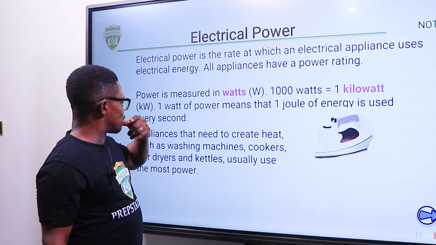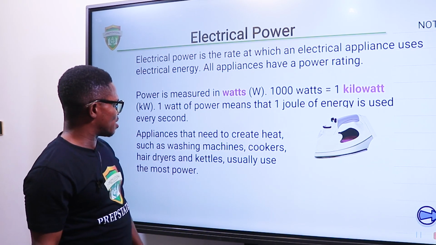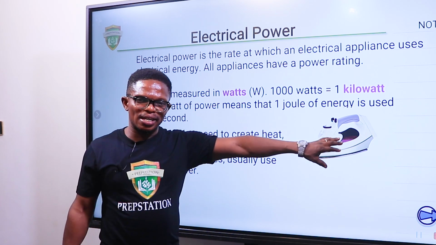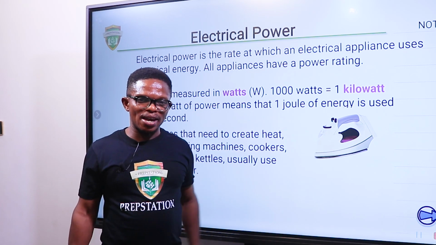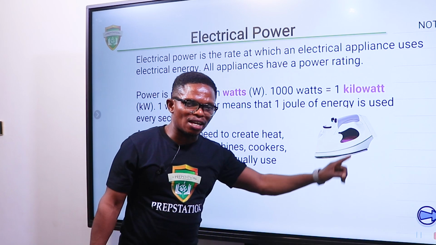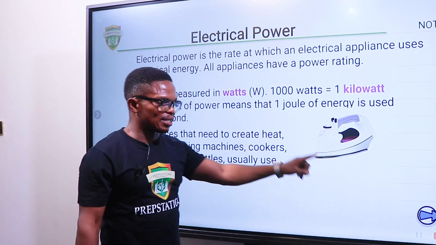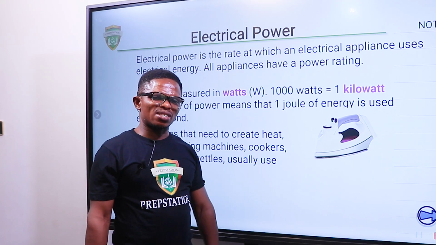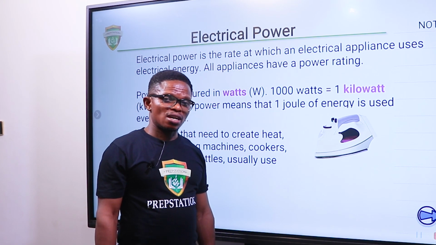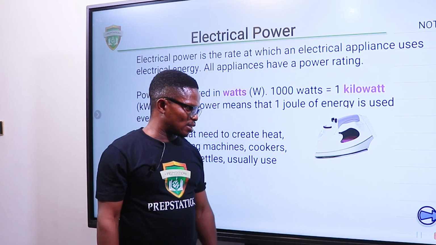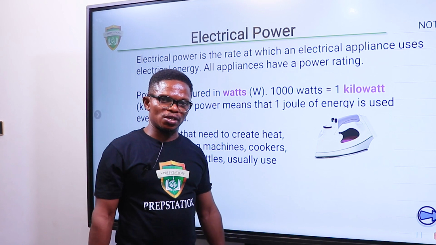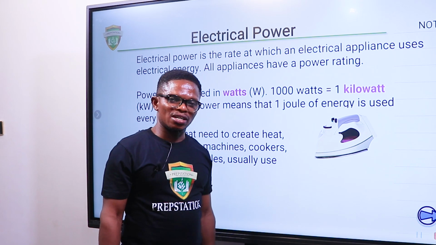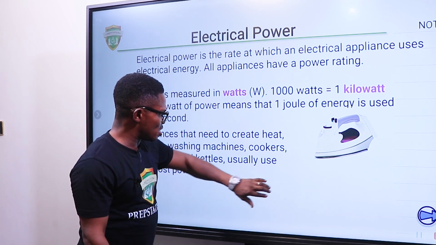All right. Appliances that need to create heat, such as washing machines, cookers, hair dryers, and kettles, usually use the most power. So this device you are looking at consumes more energy. You'll be shocked that this small electric iron consumes more energy than the whole of this device that I'm using here because of the watt rating. In fact, some electric irons have up to 2,500 watts, while some television screens, I don't know how many watts this is, but some maybe 100, some 150. But anything with heating elements, from electric heaters to electric irons, takes a lot of energy because it's a heating element.